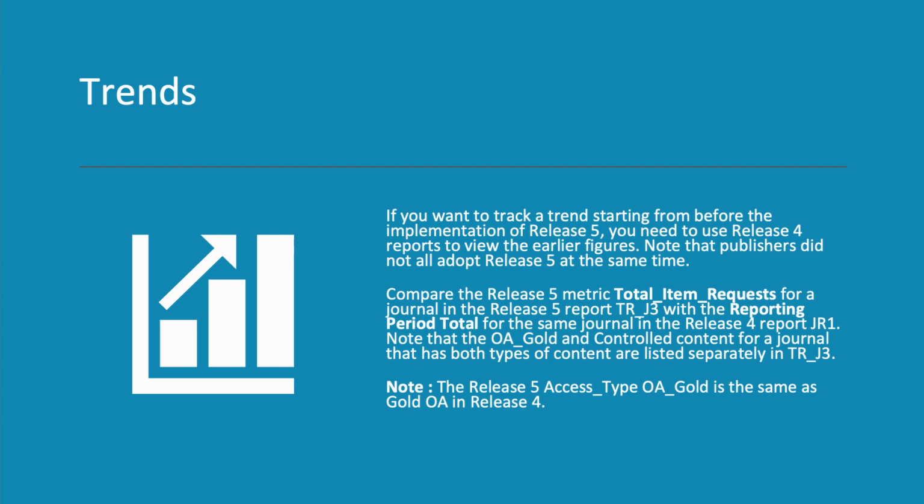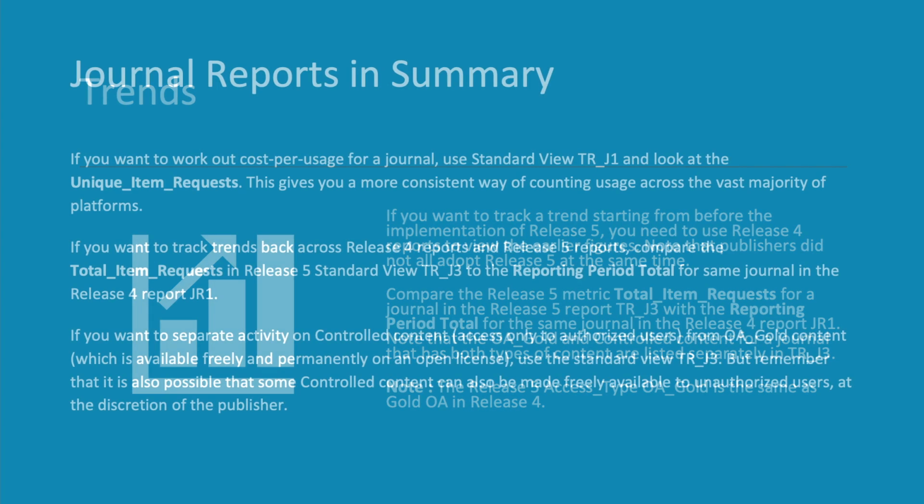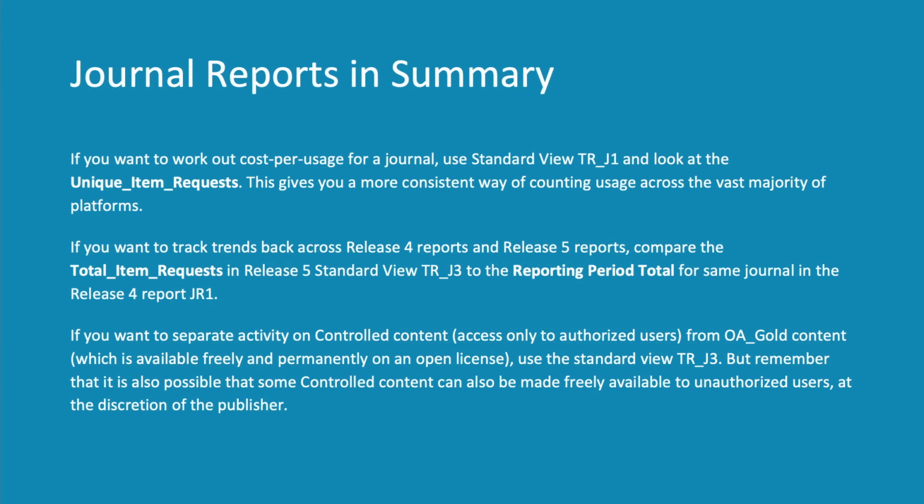Note that the OA Gold and controlled content for a journal that has both types are listed separately in TRJ3. And remember that the Release 5 access type OA Gold metric is the same as Gold OA in Release 4. If you want to work out cost per usage for a journal, use Standard View TRJ1 and look at the unique item requests. This gives you a more consistent way of counting usage across the vast majority of platforms.